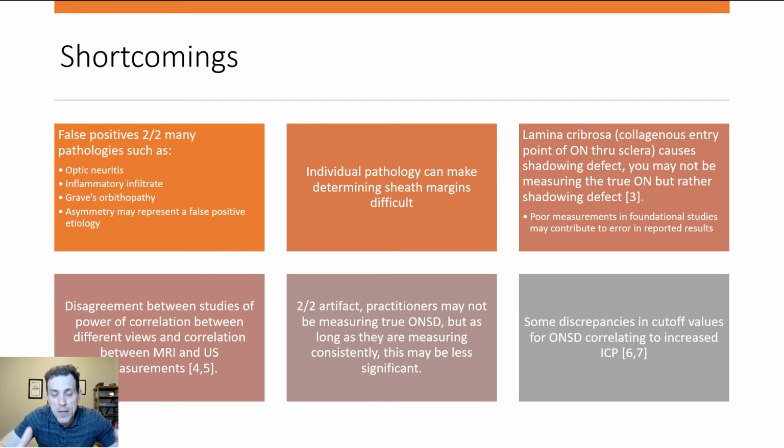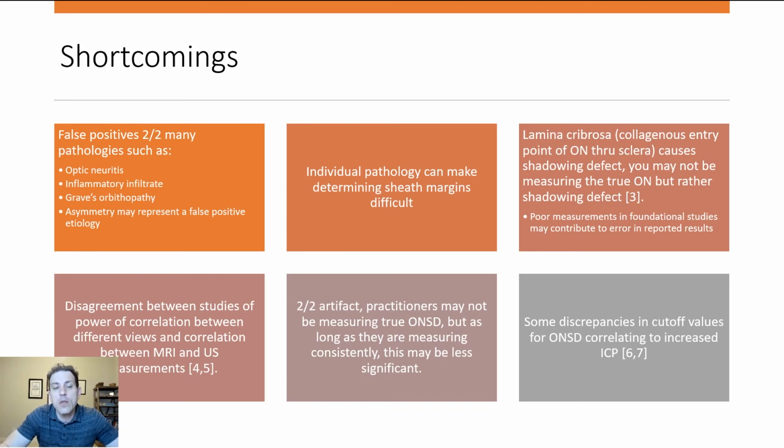That was an inflammatory infiltrate and/or an optic neuritis, and you have to be cognizant of that. You have to put these particular measurements in context of the global picture. Maybe you could have something similar with Graves' orbitopathy. You can have some individual pathology that can make determining sheath margins difficult. We did talk about the lamina cribrosa here, and perhaps that's not so important. Perhaps it's a moot point, considering that in ICP measurements you could have widening of the optic nerve and of that lamina cribrosa. So even if you are measuring shadowing, it might not make a difference.